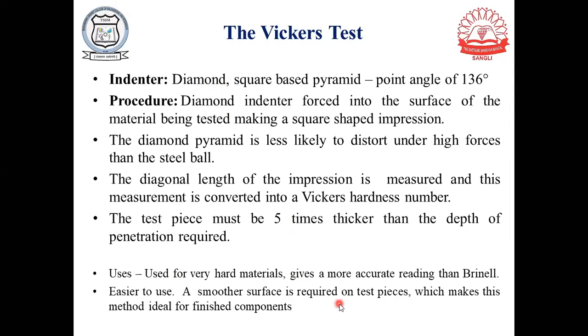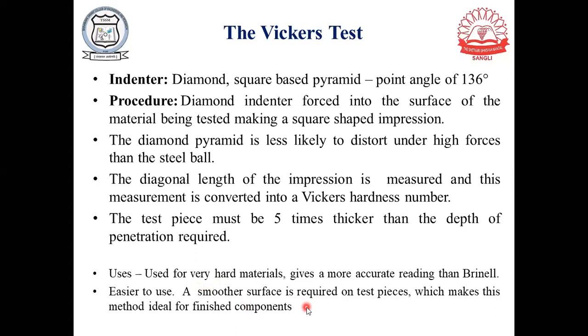Next, it is used for very hard materials, obviously, because we are using a diamond indenter, so it can be applied to very hard materials also, and it is easier to use as compared to the Brinell test. But one thing you need to make sure of is that the surface of the specimen should be very smooth, so that your observations will be accurate. If you compare the Vickers test with the Brinell test, you will find that the Vickers test is more accurate. That accuracy comes from this: you need to use a smoother surface.